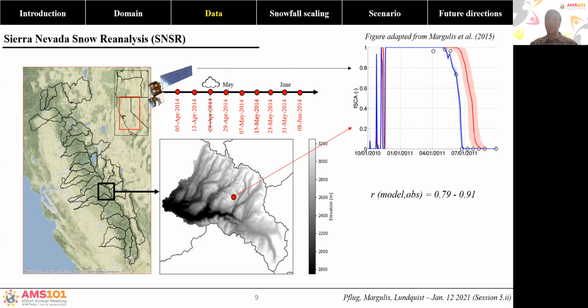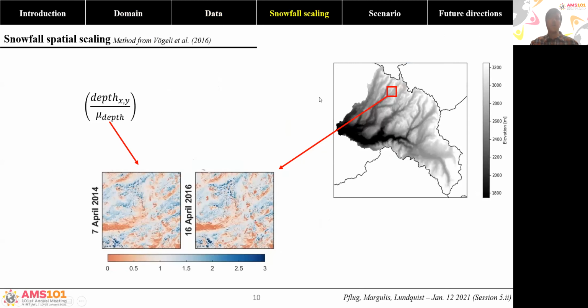I would encourage you to go out and read more about this product. It's very interesting. But what we're seeing is that there's a high amount of accuracy in the Tuolumne River watershed. In fact, between these reanalyses and the LiDAR observations that we have at our disposal from peak snowpack midway through the melt season, the coefficient of correlation typically ranged from 0.79 to 0.91. So great accuracy for our purposes. And we hope to use these historic snow patterns to actually scale our spatial snowfall. And this has been done by several folks, but we're going to be talking about this method employed by Vogeli et al. in a 2016 paper.